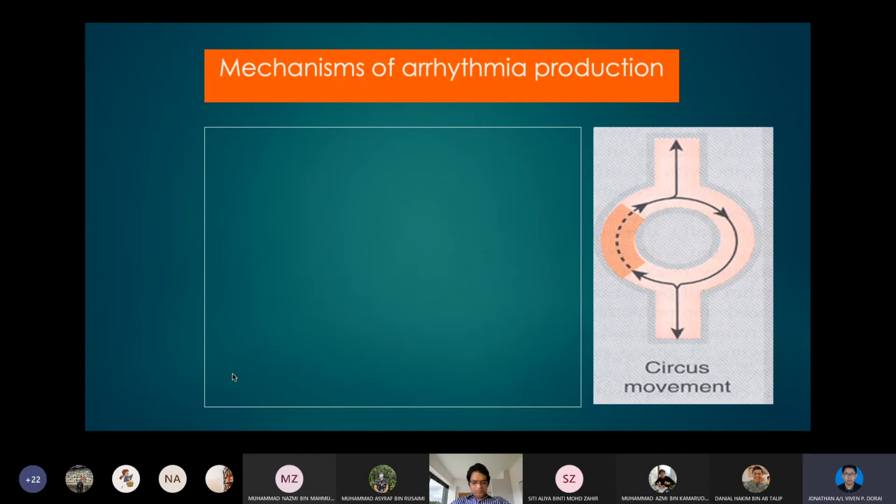Not sure what this diagram is. You never saw this diagram, even in physiology?